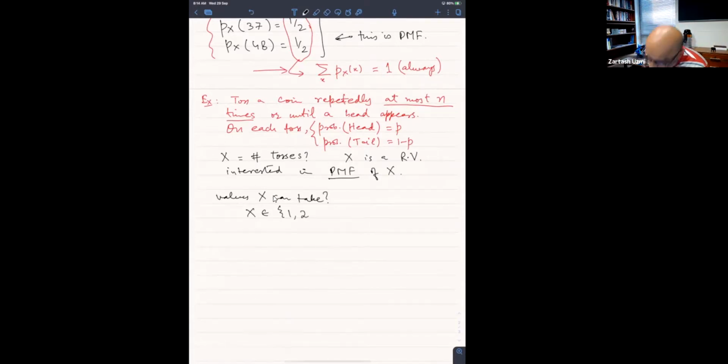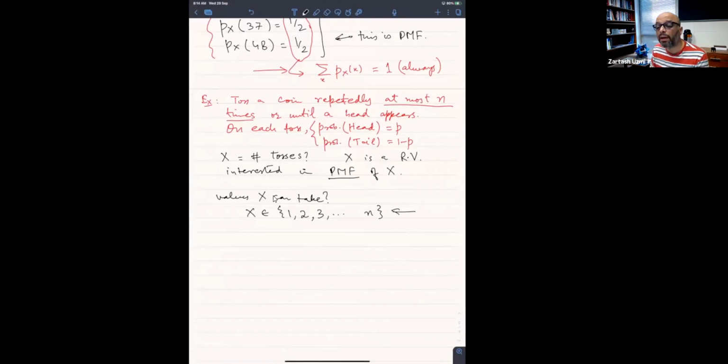X can take the value 2. When does X take the value 2? X takes the value 2 when a tail comes on the first toss and a head on the second toss. X can also take the value 3. When does X take the value 3? Tail, then tail, then head, and then you stop. X can take the values 3, 4, 5, 6, and n. So these are the possible values that X can take.